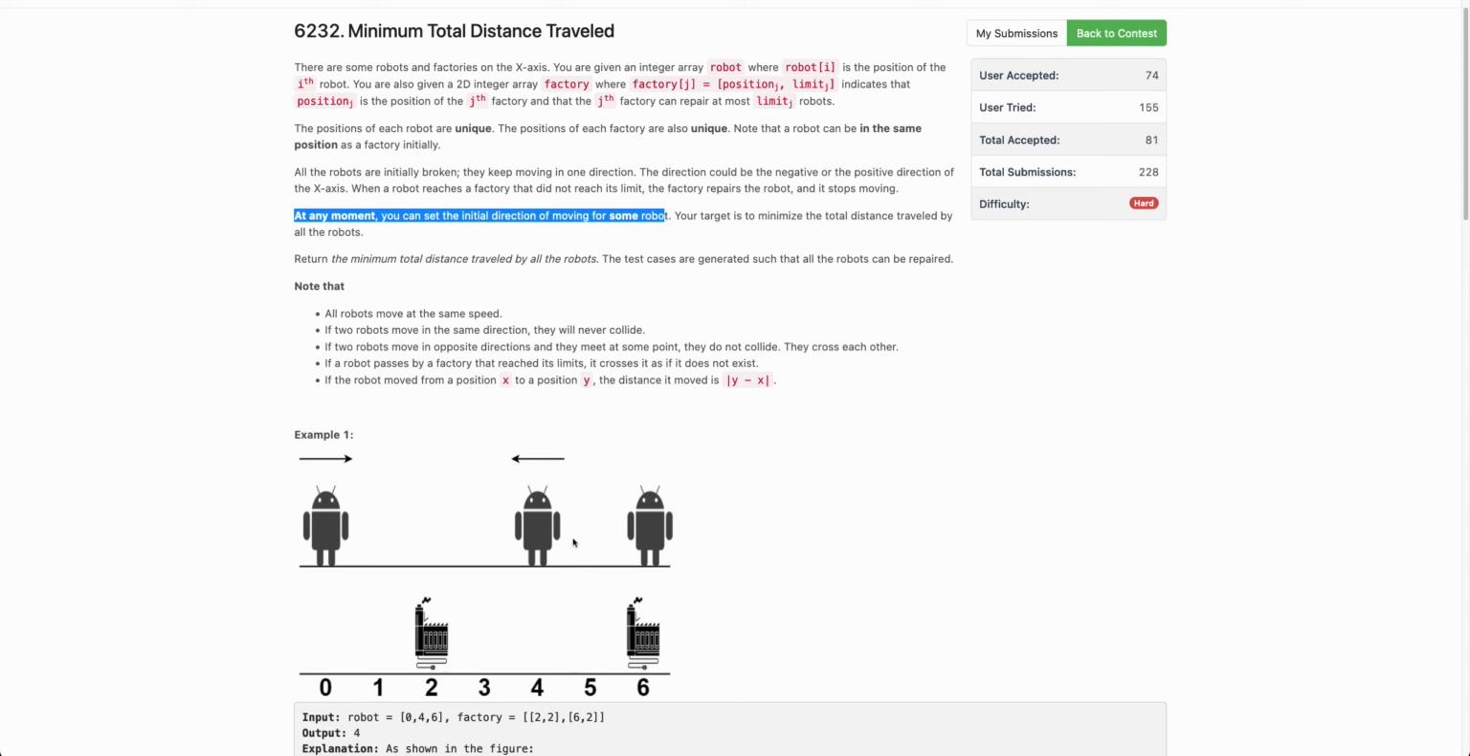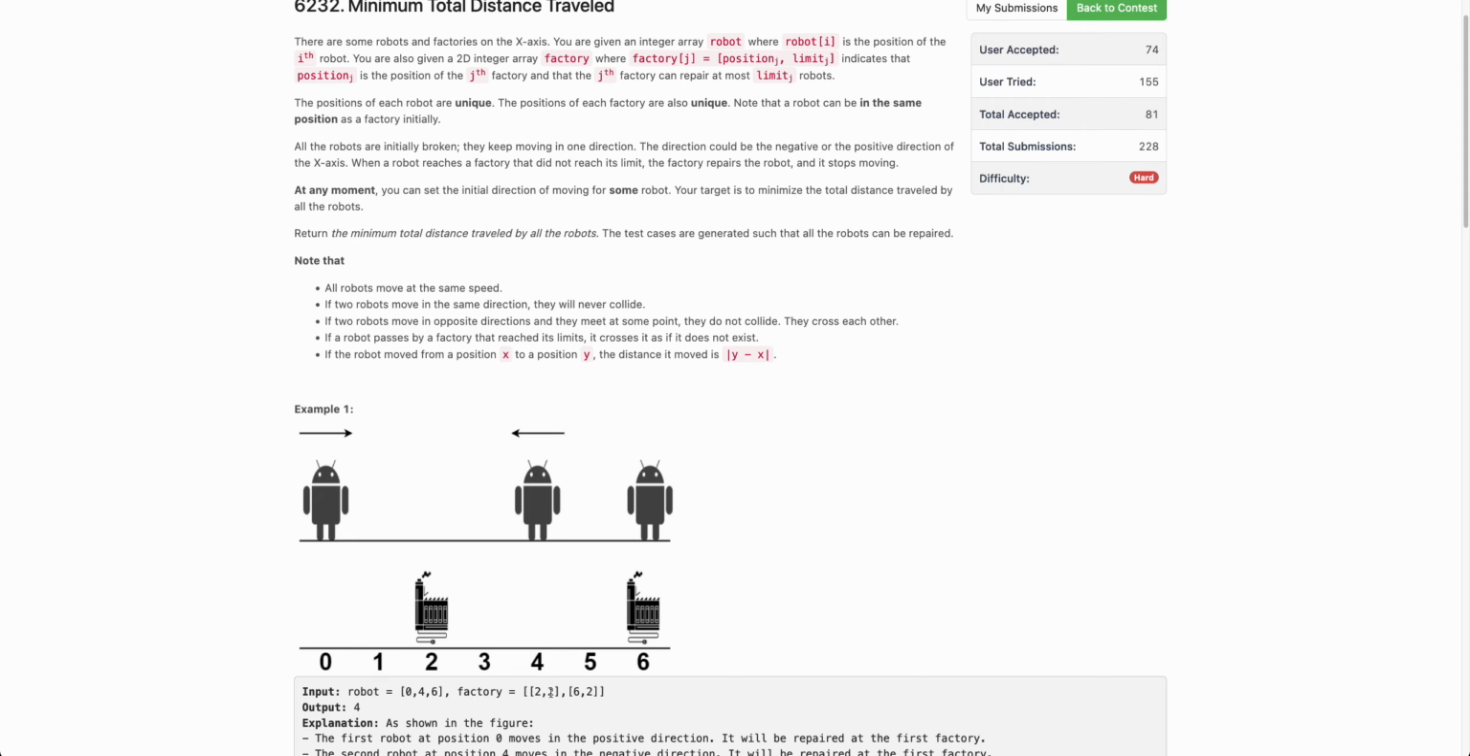So for example, there are three robots and there are two factories. For this robot we have set the direction to the right, and for this one the direction to the left. So this robot will be repaired at this factory, and this robot will be repaired at this factory. The limit of this factory is 2, so it can repair both of these robots. Now, this robot was at position 4, the factory was at position 2, so 2 units of distance it has to travel. Similarly, it was at position 0, the factory was at position 2, so again 2 units of distance. So in total these robots have traveled 4 units of distance.